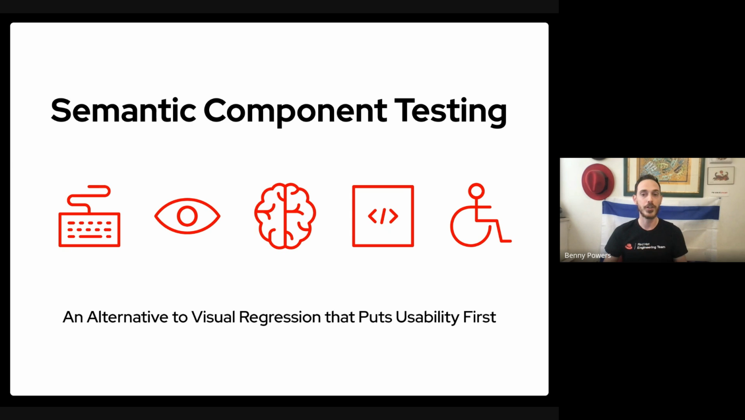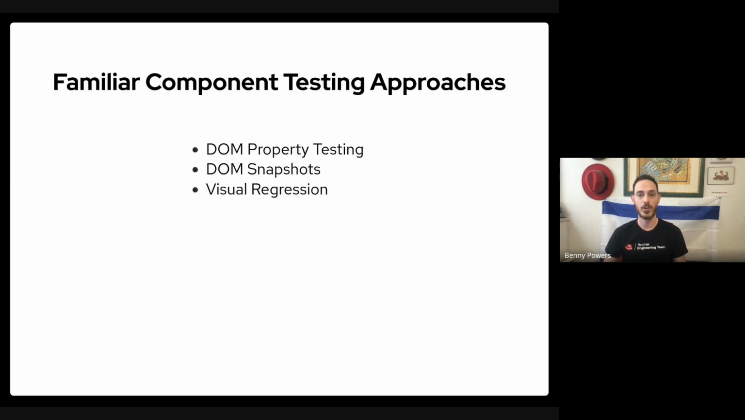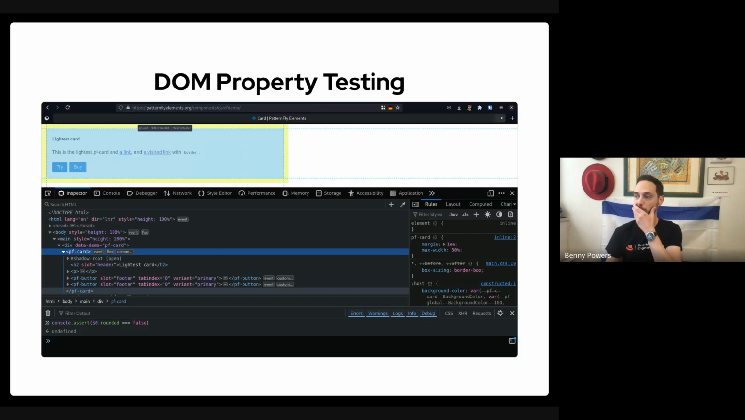So let's just review what some of the traditional UI component testing approaches are. Okay, so you might use DOM property testing or framework property testing. And I'll get into each of these in a little bit more detail in the slides to come. You might do a DOM snapshot, which checks that you get the correct HTML back for the state of your components. And of course, there's visual regression, which is comparing screenshots of your components, before and after.